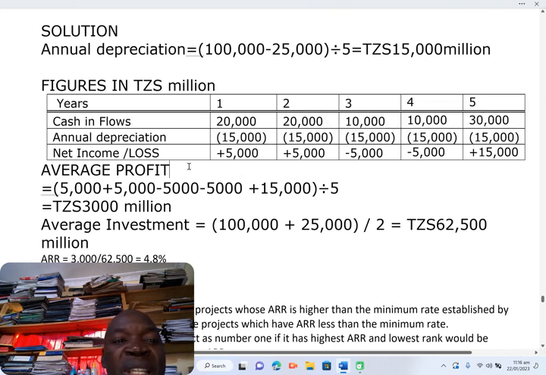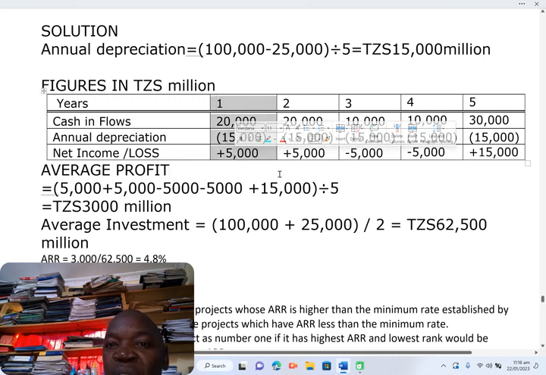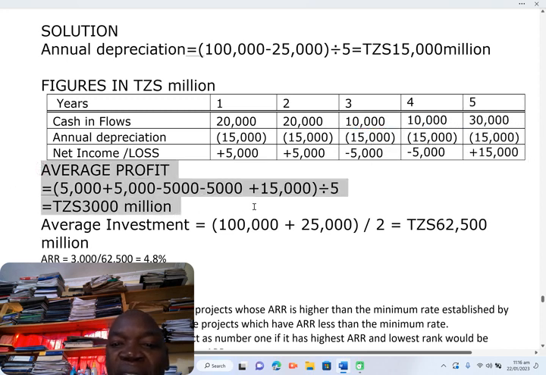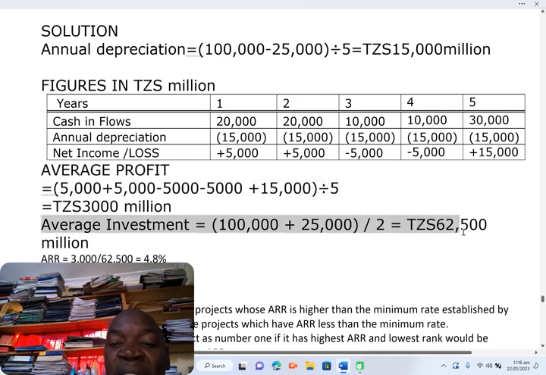So you compute the net loss or income. In year 1, we have net income. In year 2, there is net income. In year 3 and 4, there is a net loss. And in year 5, there is a net income. So the average profit is computed as follows. Average investment also can be computed by taking the initial investment plus the salvage value divided by 2, which is 62.5 billion.